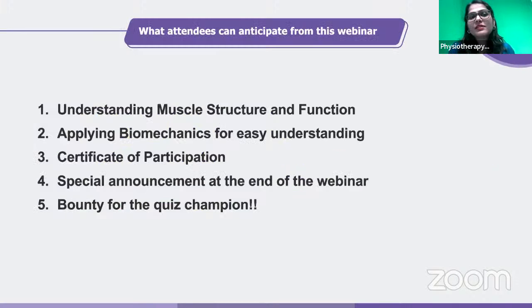So, starting with the first slide, what can attendees anticipate from this webinar? That is what you guys are going to get from this webinar. Obviously, understanding muscle structure and its function. We are going to locate the muscle on a human model, and by tracing its origin and insertion, we are going to tell its function. Applying biomechanics for easy understanding: like how you have studied planes and axes and applied them for the biomechanics of each complex, we are going to apply the same formula for the muscles too. I will explain it in further slides.